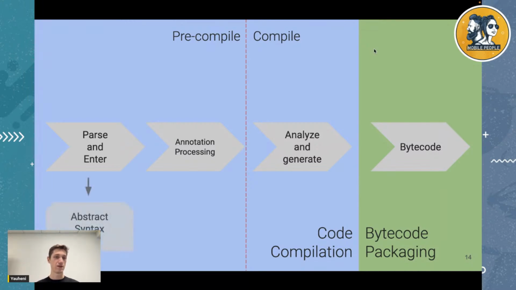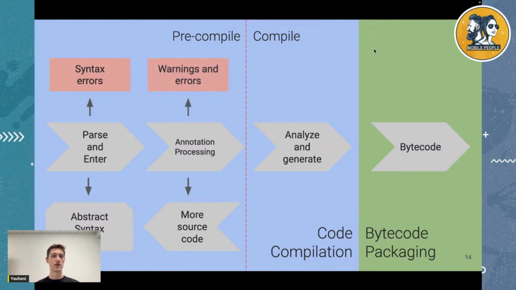So on the precompile, parse and enter, we build the abstract syntax tree. From here, you can get syntax errors. During annotation processing, we can produce more source code. And if we see something in our annotation processor, we can produce warnings and errors. And then at the analyze and generate stage, we have actual compilation errors.